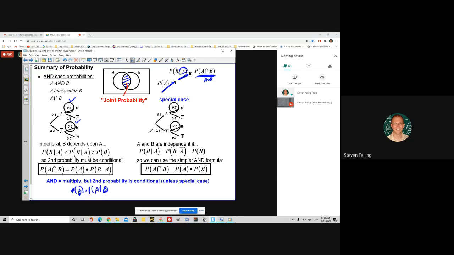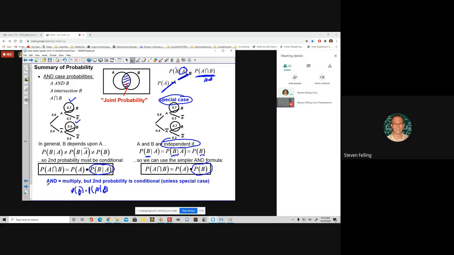But there's a special case, and the special case is if events are independent. The way we tell that is if the probability of one of the events, like B, is always the same, whether A happens, doesn't happen, or if I don't even consider A and just look at the whole data set, right? And in that case, we get a simpler formula because this is no longer having to be conditional, because the probability of B given A is just the same as the probability of B. So I can use the simpler version.